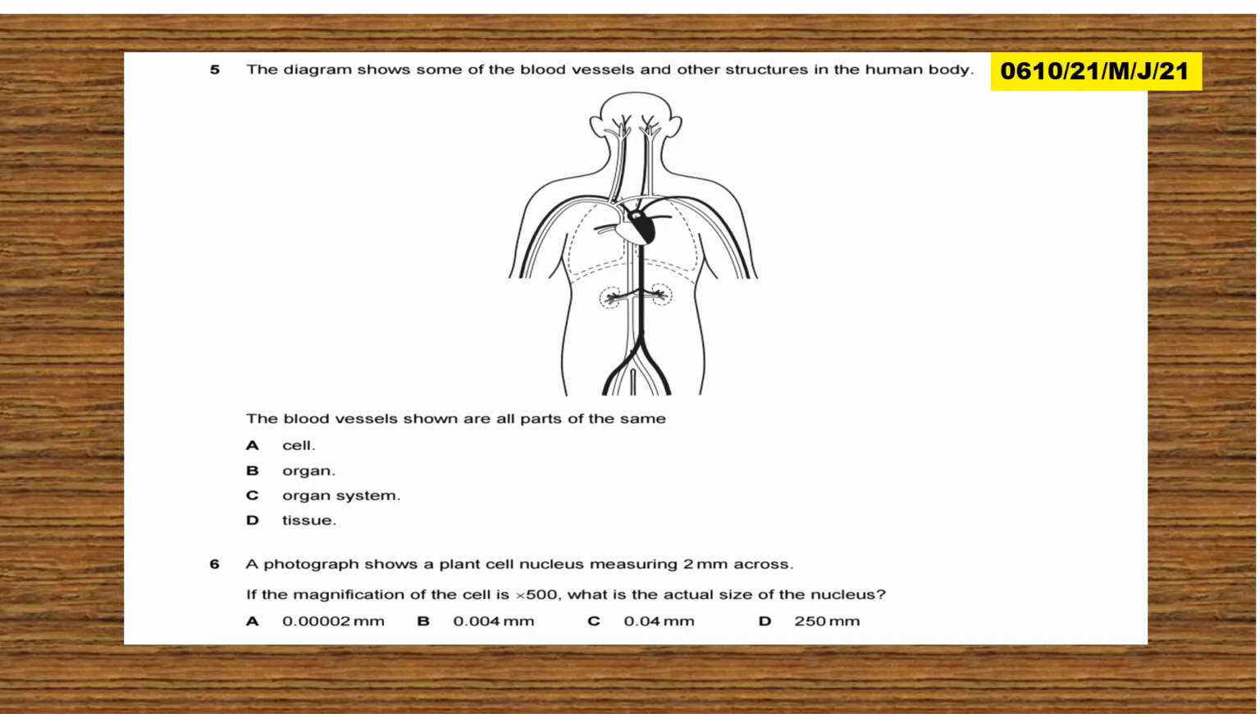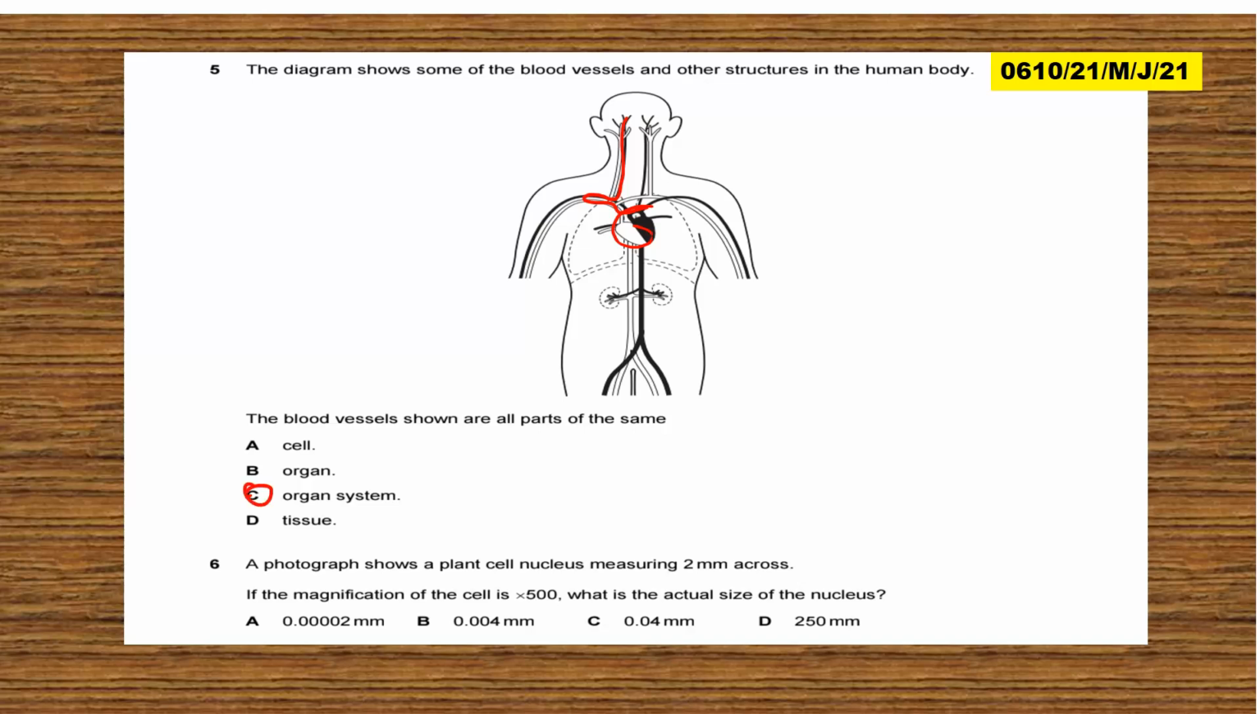This one is paper 2, variant 1, May-June 2021. The diagram shows some of the blood vessels and other structures in the human body. The blood vessels shown are all parts of the same what: cells, organ system, or tissue? So these that are shown, as you can see, we have the heart connecting to the blood vessels. So this is called the circulatory system.